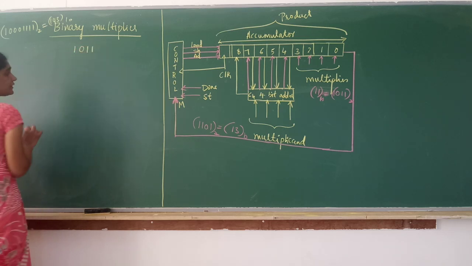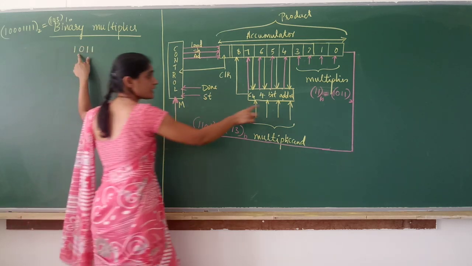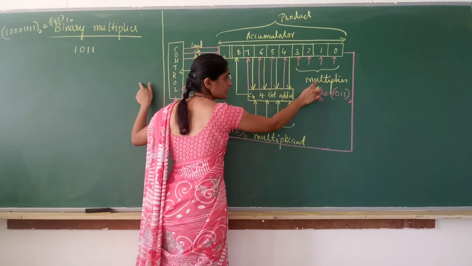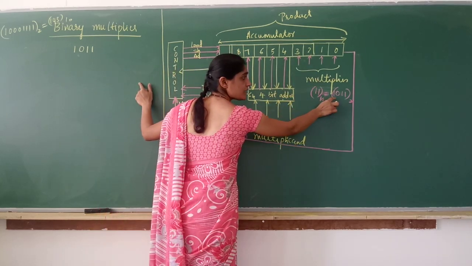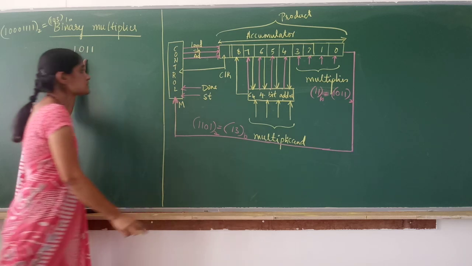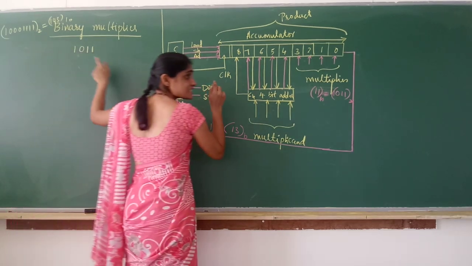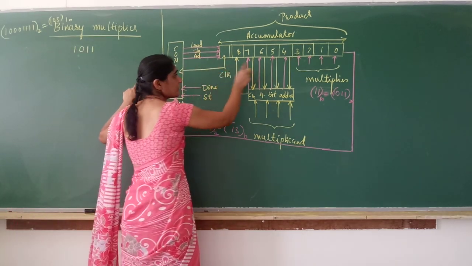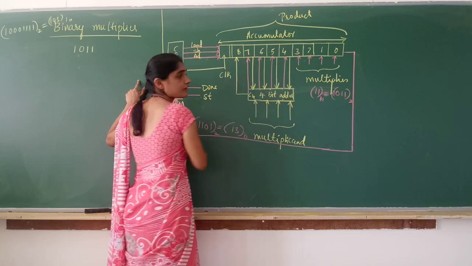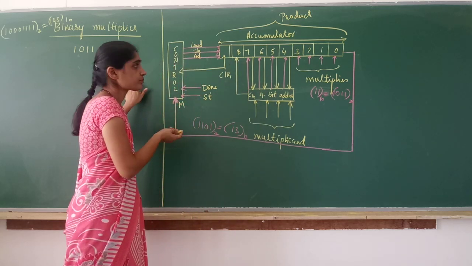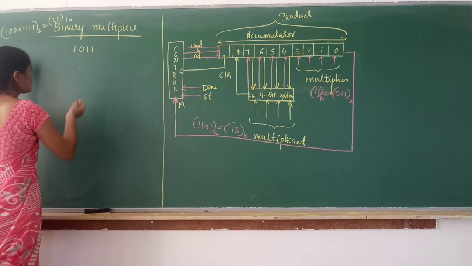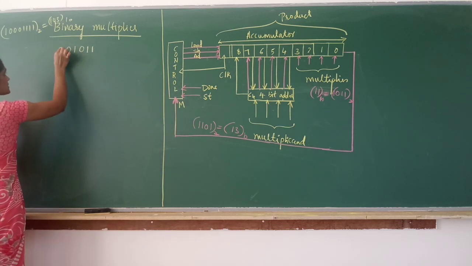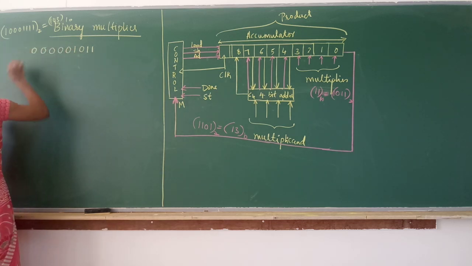1011. Accumulator content I am writing. The lower 4 bits loaded in the accumulator will be the multiplier content. Multiplier is what? 1011. So I have 1011. And at the same time, at the same clock, the higher 5 bits of the accumulator will be reset. That means what is the content of the higher 5 bits? 0, 0, 0, 0, 0.